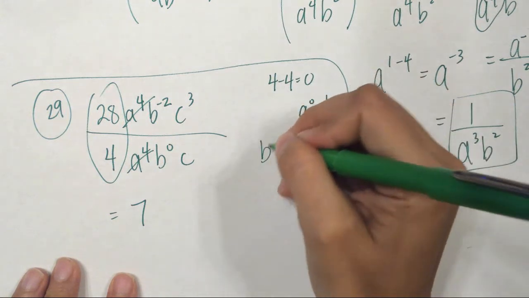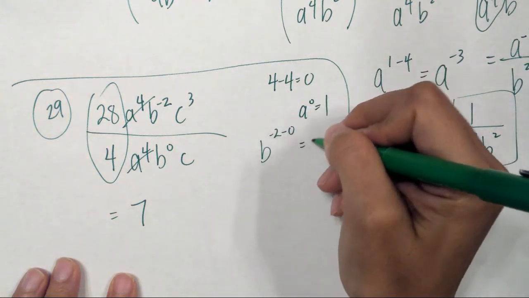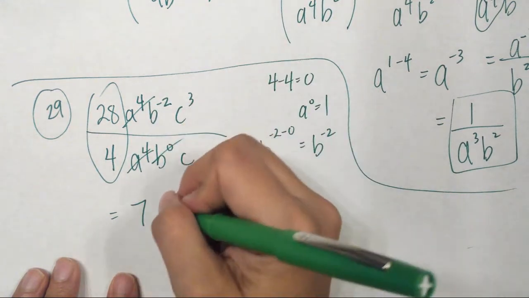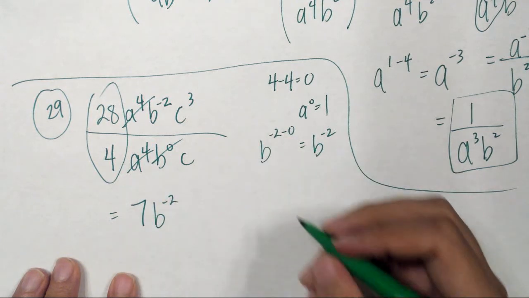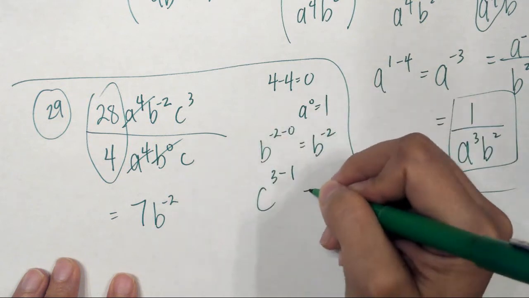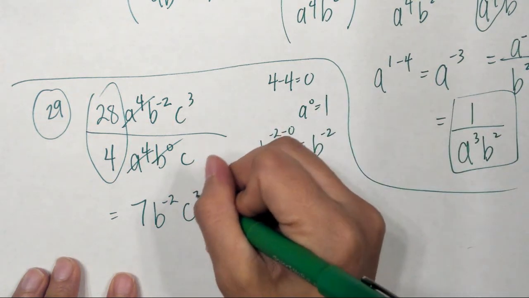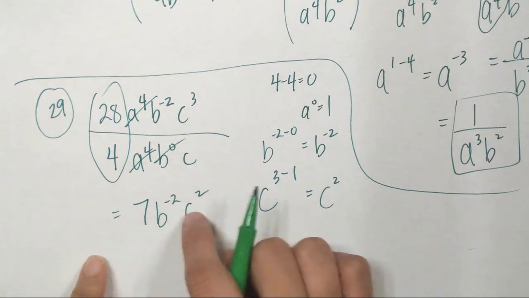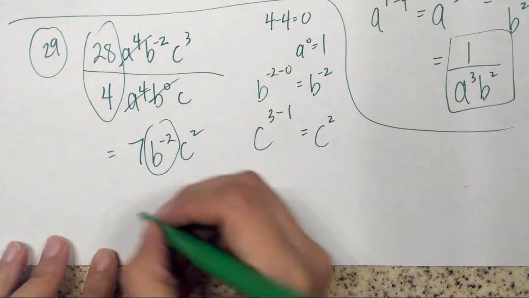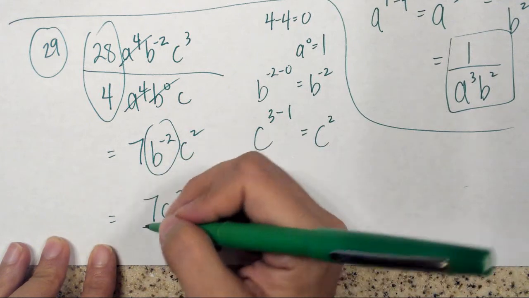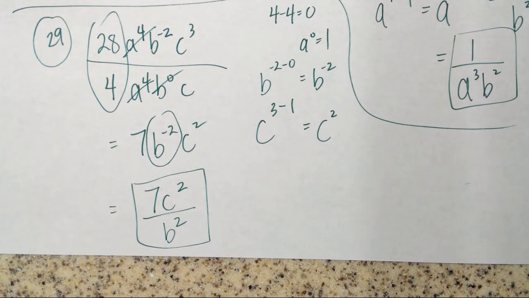So then for my b's, I'm going to have negative 2 minus 0, right? So just b to the negative 2. And this is also 1, so you can also cancel that out. So you have b to the negative 2 power. And then for your c's, you have 3 minus, this exponent is 1. So 3 minus 1 is 2. So you get c squared. Now I'm checking, everything is good except this guy's negative. So I'm going to bring him down. So I get 7c squared over b squared. Everything's positive. That's my final answer.